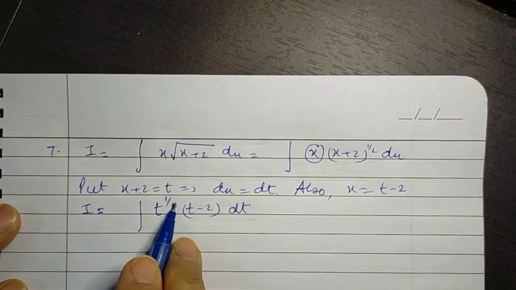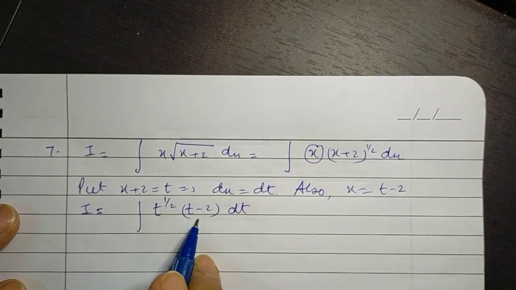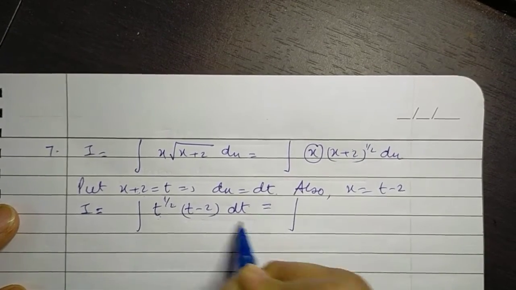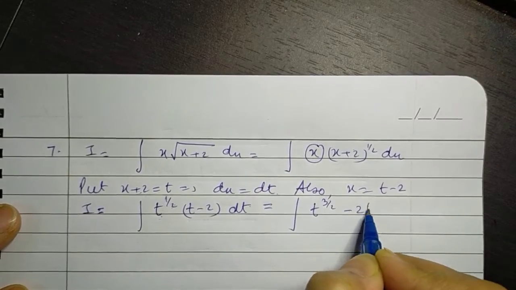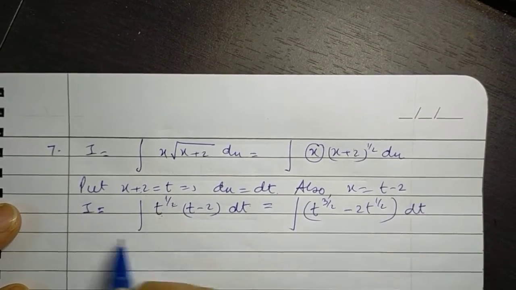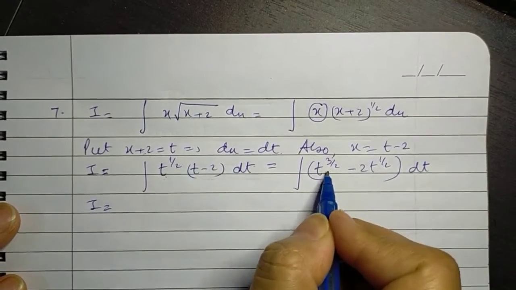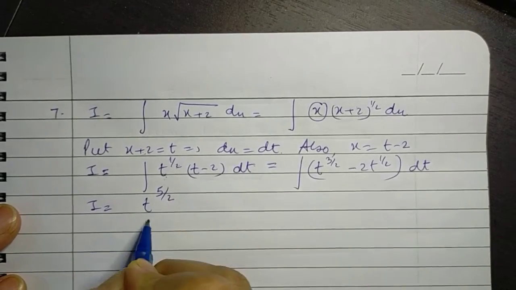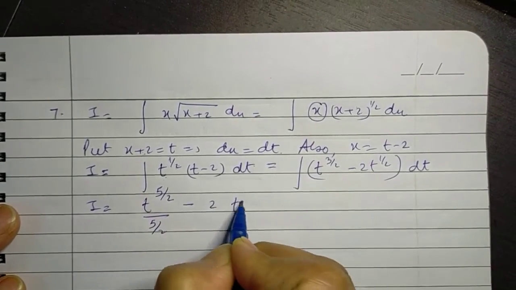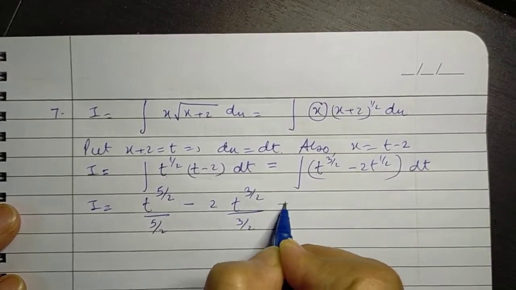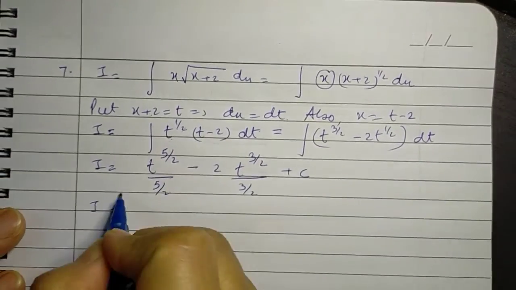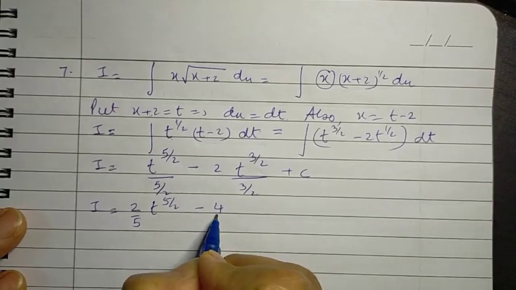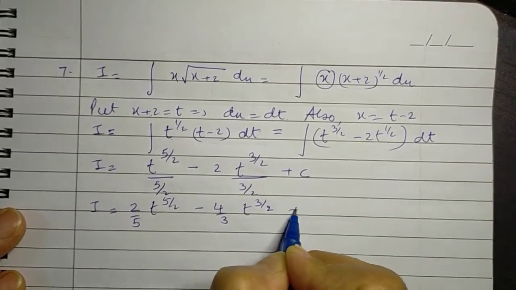Now since the power has been shifted from a binomial to a monomial, means from two terms to a single term, you can easily apply the distributive law and expand it as t raised to power 3 by 2 minus 2 t raised to power half, whole into dt. Now apply the integral directly. Integral of t raised to power 3 by 2 is t to the 5 by 2 upon 5 by 2, minus 2 t raised to power 3 by 2 upon 3 by 2, plus a constant. I becomes equal to 2 by 5 t raised to power 5 by 2 minus 4 by 3 t raised to power 3 by 2 plus c.